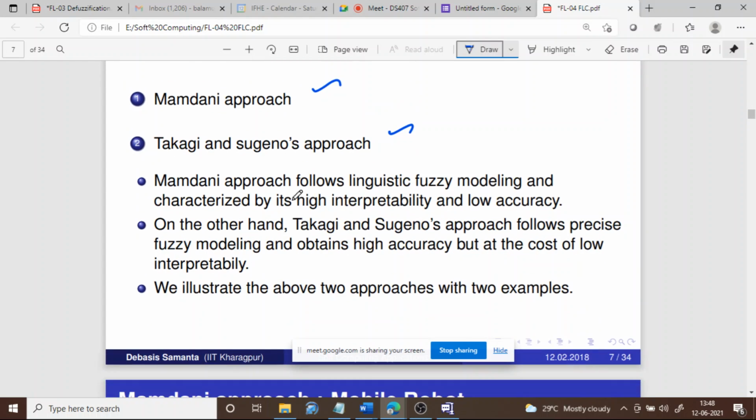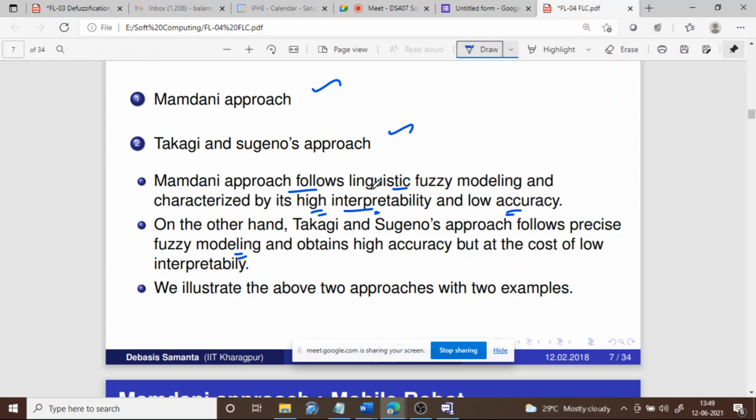The difference between these two techniques: the Mamdani approach follows a linguistic fuzzy model, and it has high interpretability, but low accuracy. Interpretability means why it is producing that result or how it is behaving. It can be interpreted to a larger extent, but its accuracy is less. So this is how the Mamdani approach works. Whereas Takagi and Sugeno's approach follows precise fuzzy modeling.